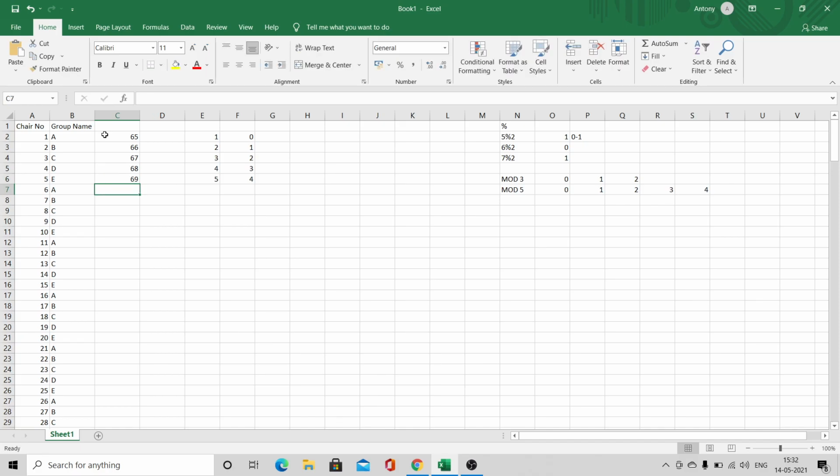Okay, so the ASCII value corresponding to A is 65, to B is 66, to C is 67, to D is 68, and to E is 69. I hope it is clear.